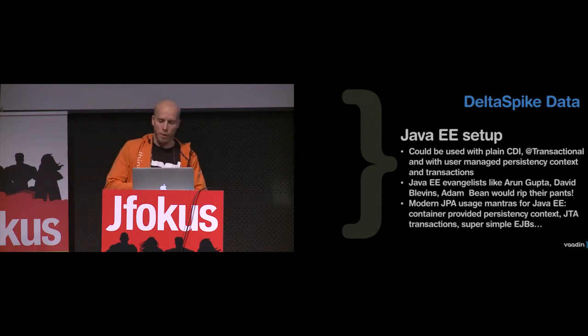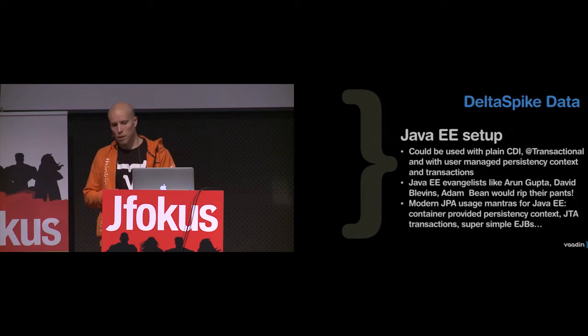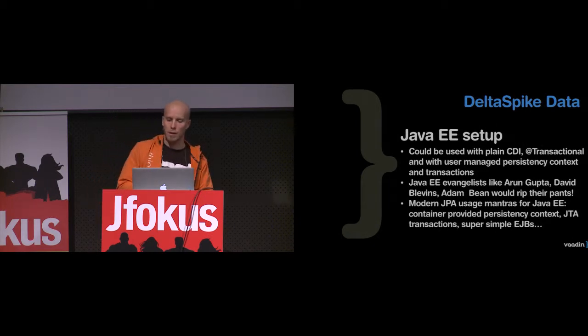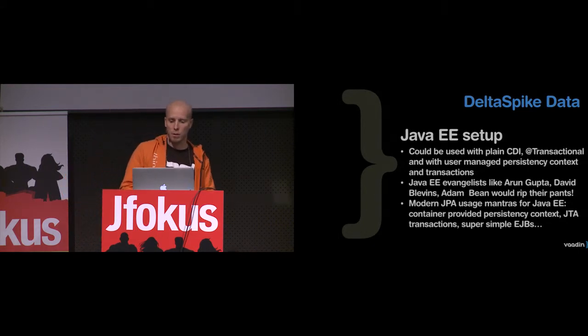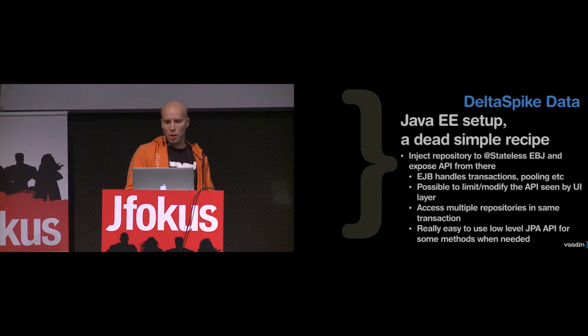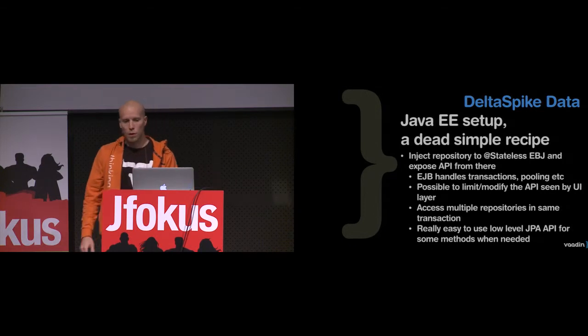Have an EJB which will proxy and hide all your JPA code, and because lightweight EJBs nowadays make it very easy to use JTA transactions, you will get the transaction handling practically for free, and then also always use the container-provided persistence context. And this is how I actually adapted my way of using DeltaSpike Data to a Java EE setup.